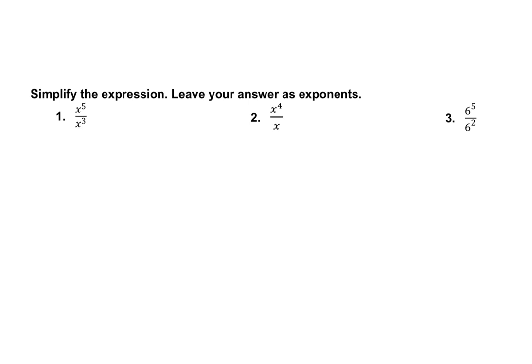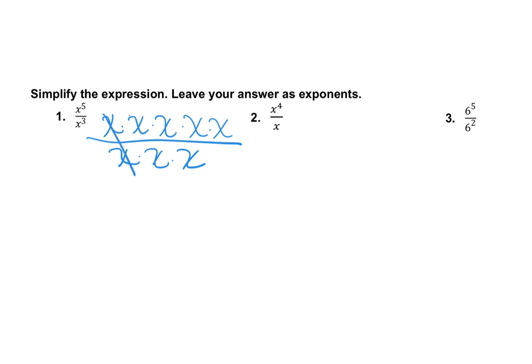All right, simplify the expression and leave your answer as exponents. So we have x to the 5th divided by x to the 3rd. I just want to show you one more time what that looks like: you've got these 5 x's on the top, and you've got 3 x's on the bottom. And 3 of them end up canceling out, leaving you with 2 x's, or x squared. Or we could simply take 5 minus 3 and you get x squared.